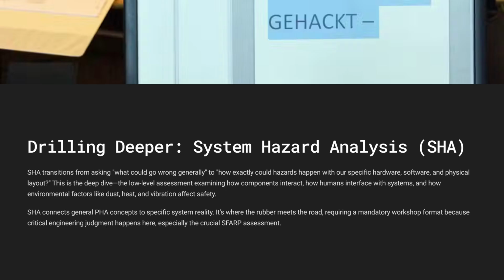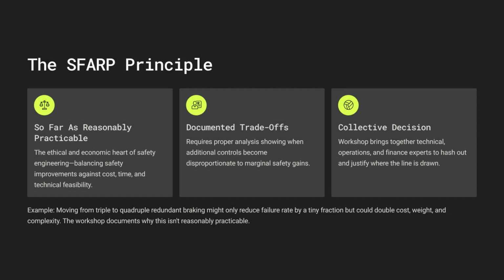You mentioned the SHA workshop requirement. It has to be a workshop, like people in a room or virtual, but together. Non-negotiable. It has to be a workshop. Because SHA is where the really critical engineering judgment happens, especially, and this is key, the SFARP assessment. SFARP. Okay, let's break that down. SFARP. So far as is reasonably practicable. Right. The balancing act, safety versus reality, cost, time. Exactly. It's the balance. And you can't figure that out alone in an office. It needs that collective brain power.